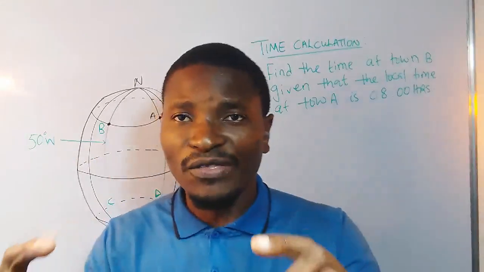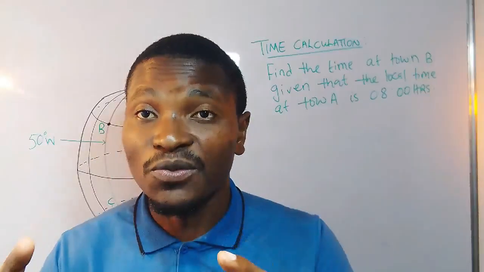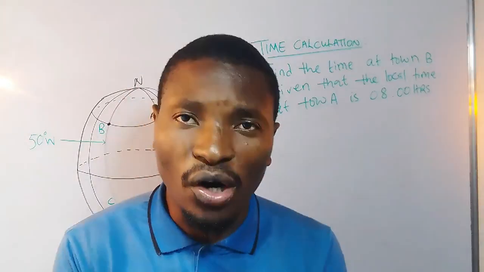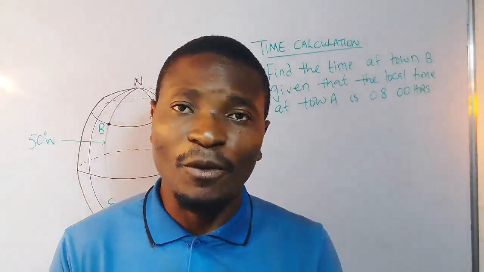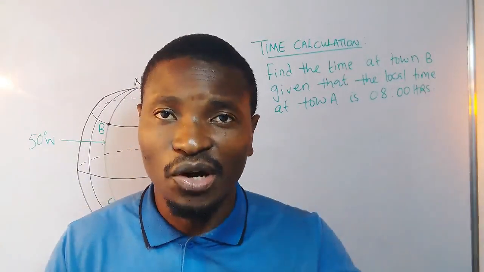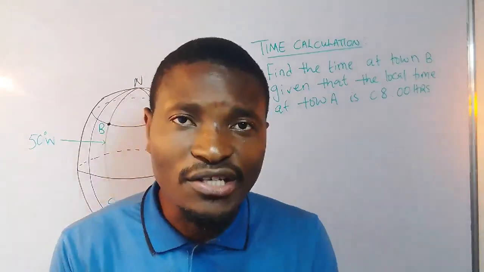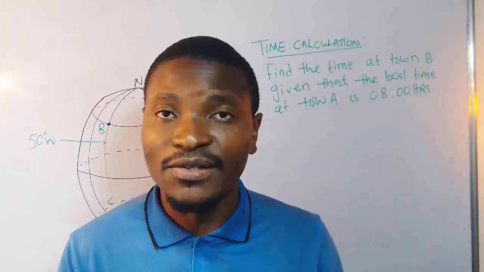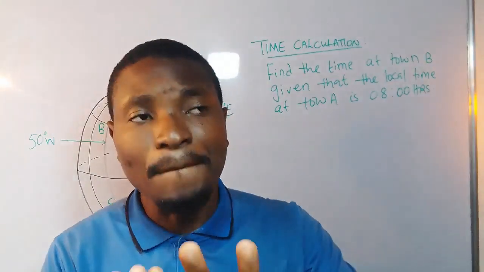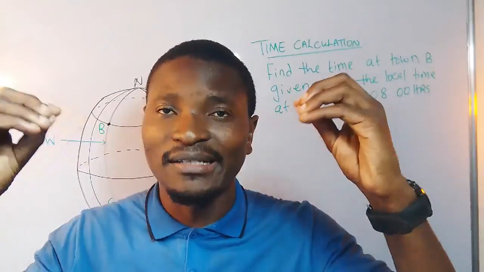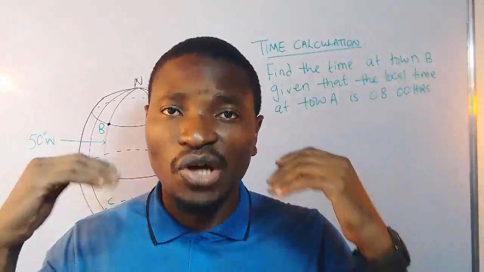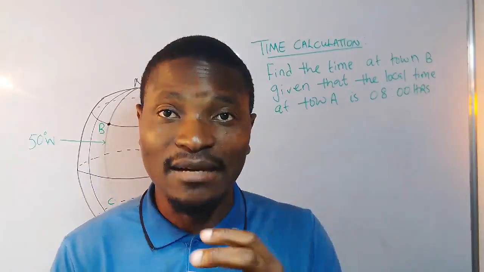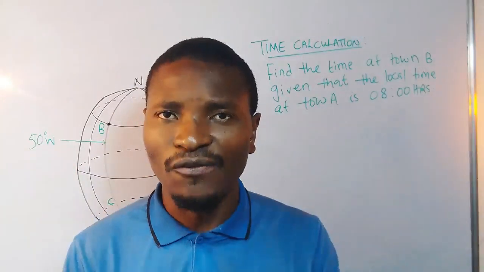Now, one of the most fundamental things you're supposed to understand is that whenever it comes to time calculation, we only consider the longitude of that point, or the longitude of that country or any place in this world. So when you're calculating time, please make sure that we are only looking at the longitude of that point and not the latitude of that point. So that is key number one: find the longitude of that point.